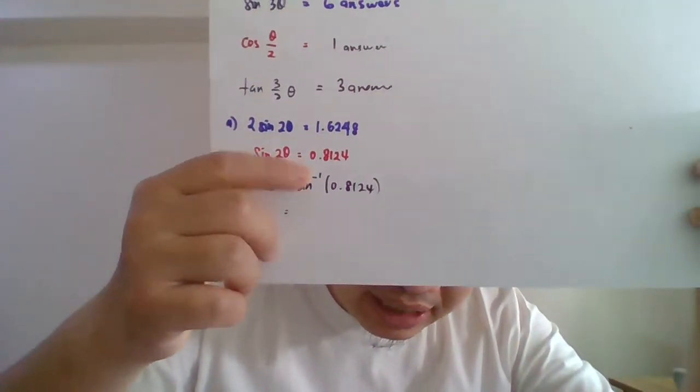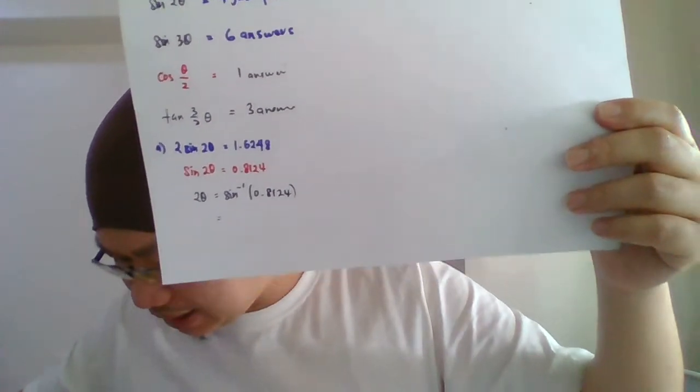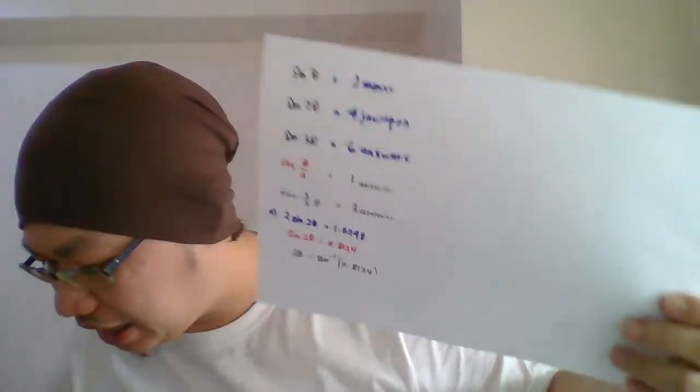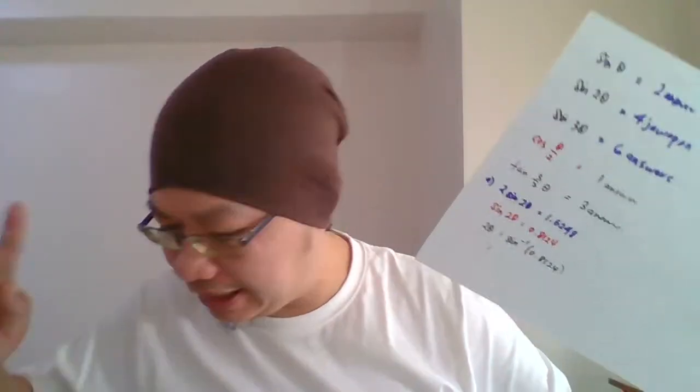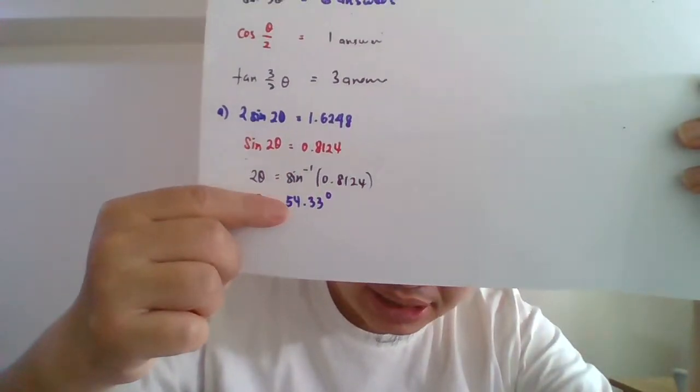Okay, this is what we are supposed to get. 2 theta equals sine inverse. Then we do the calculation. Sine inverse, sine inverse. Okay, we are supposed to get 54.33 degrees. So the answer will be 54.33 degrees equals 2 theta. Okay, guys, this one. So 2 theta equals this.